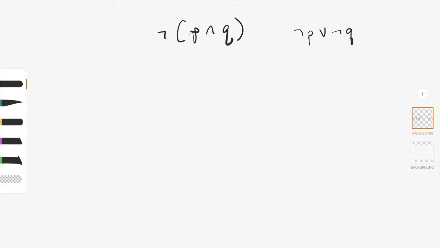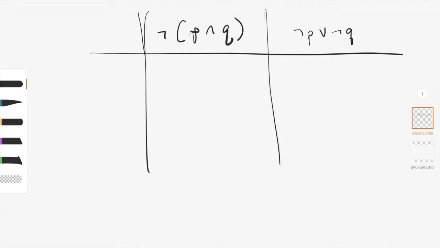Now in this expression we have the negation of a conjunction, and in this expression we have the disjunction of two negations. So it makes a certain amount of sense that these have some sort of relationship, but let's prove what that relationship is using a truth table. If you analyze these two expressions, we see that they have two distinct variables, P and Q. So let's set up our truth table for P and Q.